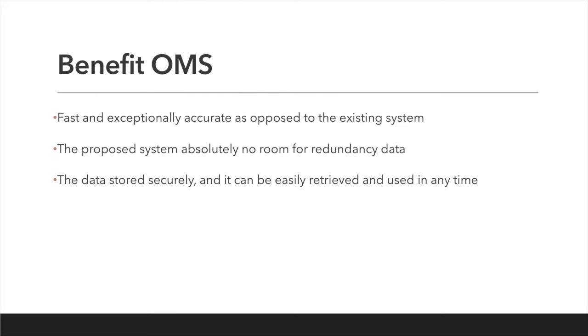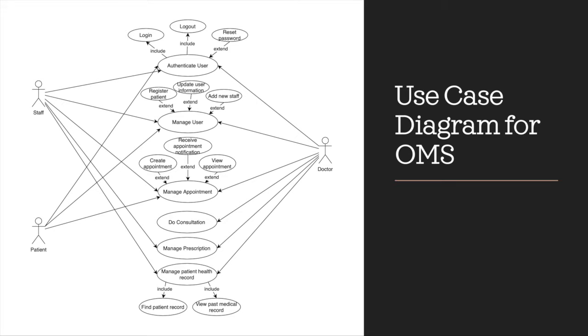The benefits of OMS is that it is fast and exceptionally accurate as opposed to the existing system. The proposed system has absolutely no room for redundant data. The data is stored securely and can be easily retrieved and used at any time. All the data regarding the patient, doctor and the staff will be stored in the database, so it is easy to access and can be retrieved by the patient, staff and the doctor at any time and anywhere. So this is our use case diagram.